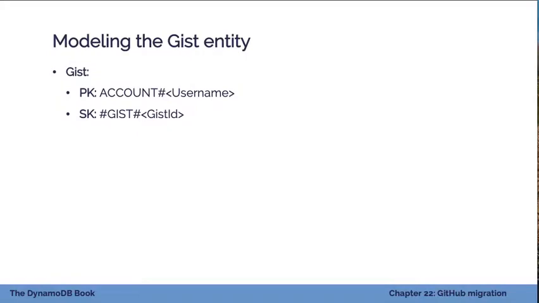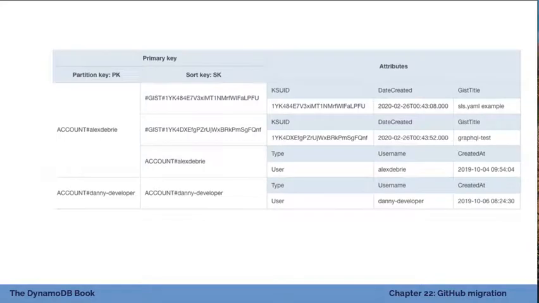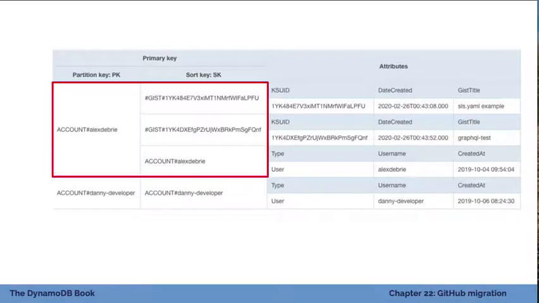So this is how we're going to model it. The gist will have a PK of account hash username, and the sort key will be hash gist ID. So let's take a look there. This is what we have here. We have our account item, but we also have the gist items in that same item collection, which is going to allow us that query operation to fetch the account and all gists for the account.